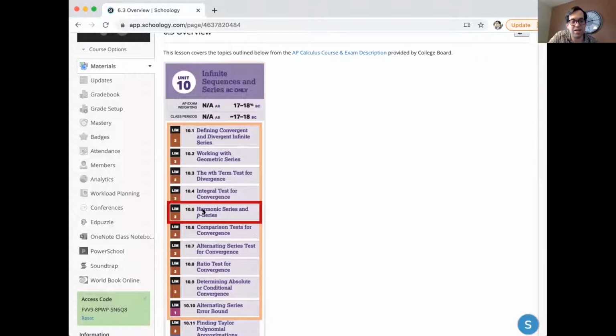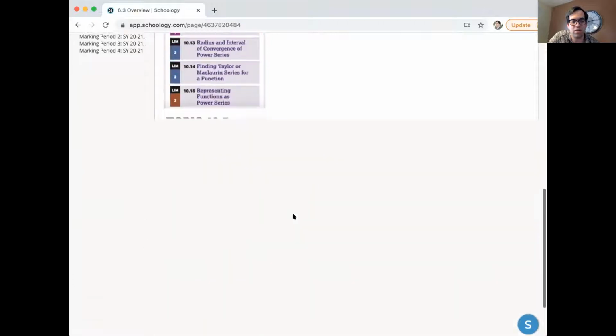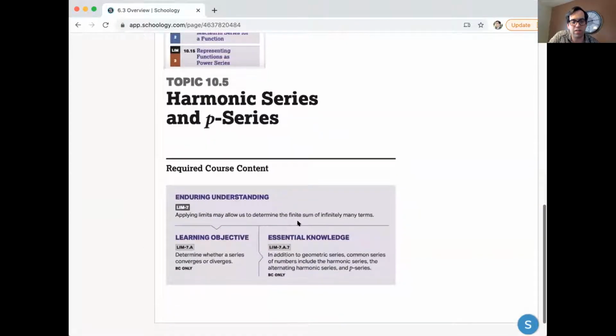Harmonic series is a specific type of P series that we're going to be covering, along with just the general P series test today. If we look down here at the specifics, in addition to geometric series, common series of numbers include the harmonic series, the alternating harmonic series, and the P series. The alternating harmonic series is something that we're going to cover in a later lesson in this unit, but today we will look at harmonic series and P series. You'll know exactly what that means in just a second. So let's switch over to the notes.